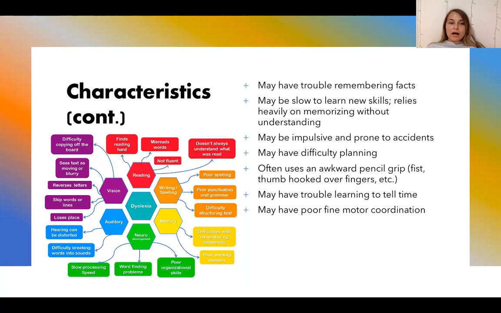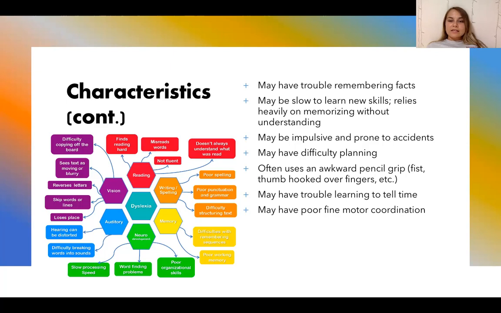Here's some more. Students with dyslexia also have trouble remembering facts and learning new skills, relying so much on memorization that they don't really have that much understanding. I believe that goes right back to decoding. If a student is so focused on breaking down a word, they're really not going to be thinking about what that word means to the text or what the whole sentence means. All they're really focusing on is how to say the word. I don't even know how to read the word. And so that comprehension just kind of gets thrown out. So that could be a characteristic.